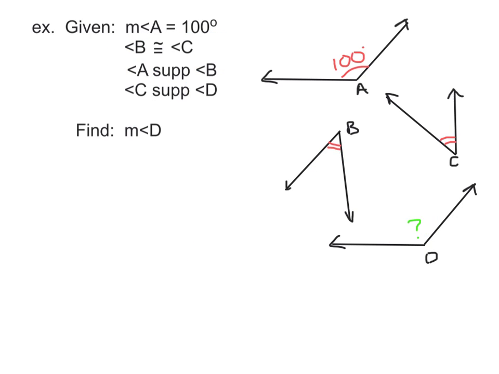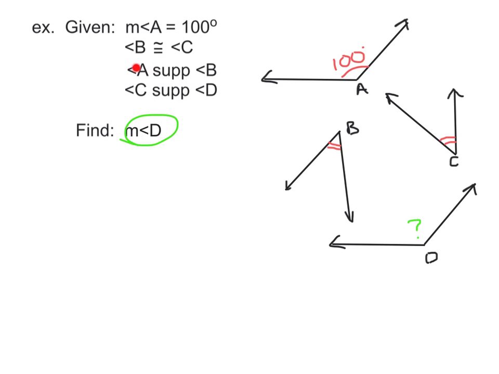Okay, let's step up our game one notch. So same initial given, measure of angle A is 100 degrees. This time I'm telling you B and C are congruent, so I've marked them congruent. I've given you two supplementary statements, and our goal, here I marked in green, is to find the measure of angle D. All right, so let's go through this.